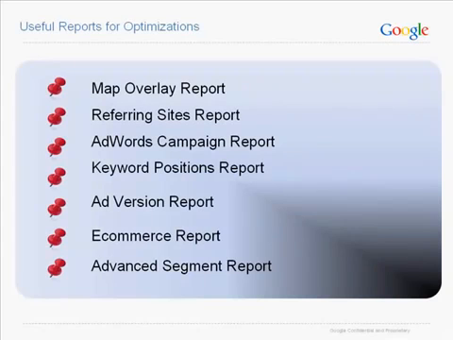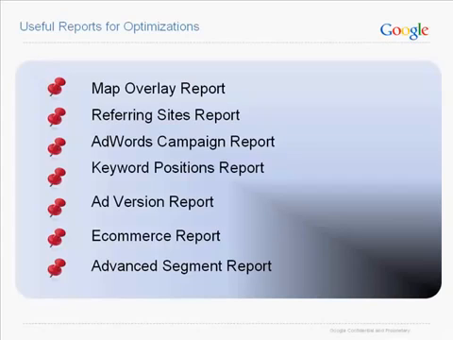So this is the list of useful reports for optimizations. Map overlay report. Find out which countries or regions are most valuable to you in terms of revenue or conversions, etc. Referring sites report. Find out which sites are bringing you valuable traffic and decide if you want to allocate more budget on those sites.